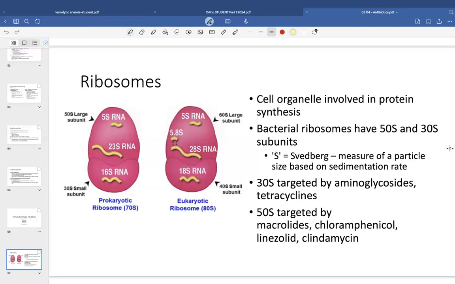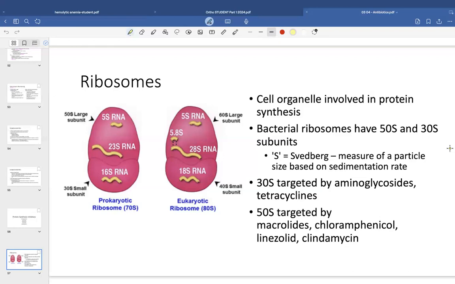So based on that, if you have a drug that inhibits ribosomal activity specifically at either a 30S or a 50S subunit, you know it's going to work just for the bacteria and not for the human ribosomes. So that is kind of the big picture why protein synthesis inhibitors are effective in that, but do not inhibit human cell protein synthesis.